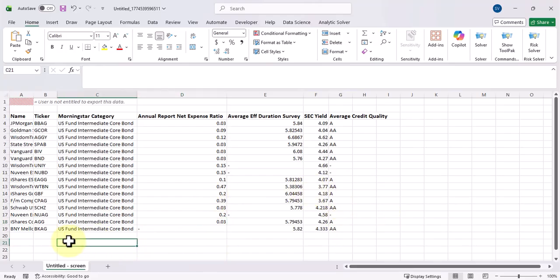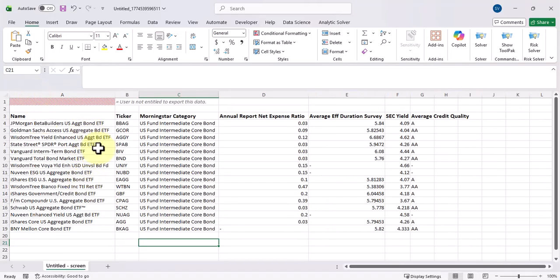I'm going to go down here, and I don't have a lot of funds here, but just to show you how to deal with having a lot of funds, numerically, I'm going to put this into quintiles. So for my expense ratio, I want the lowest quintile. For the duration, actually the duration, while it's a numerical value, I'm looking for a specific value.